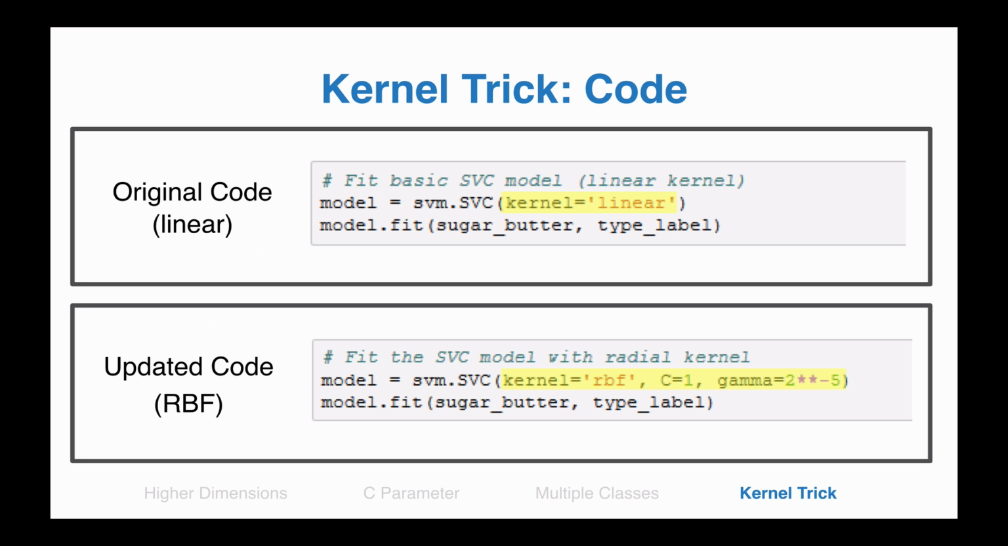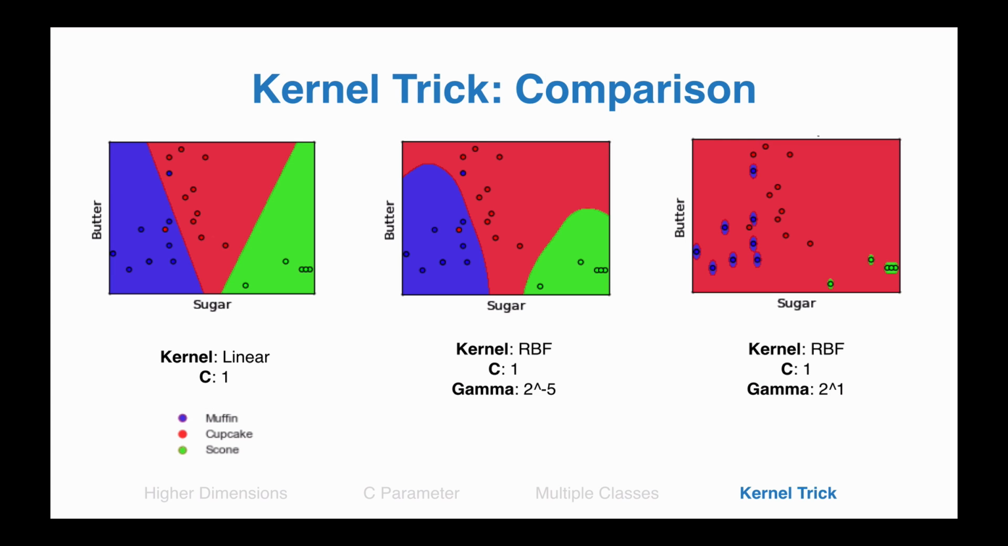Okay, so what does this look like in the code? Well, our original code, our kernel was set to be linear, but in our updated code here, you can see I've set kernel equal to RBF. That's a really popular one to try out. And with RBF, you need to set 2 additional parameters, a C parameter and a gamma parameter. We talked a little bit about C already, but now I want to talk more about gamma.